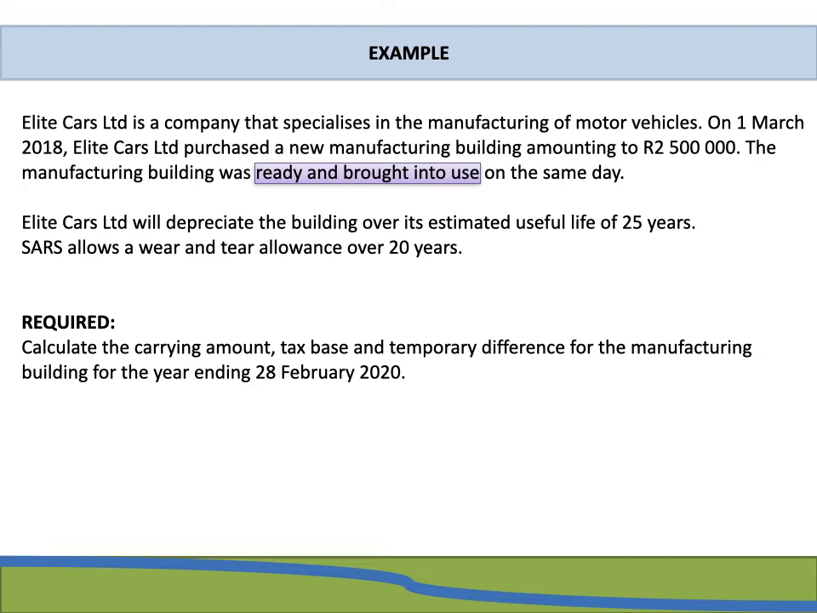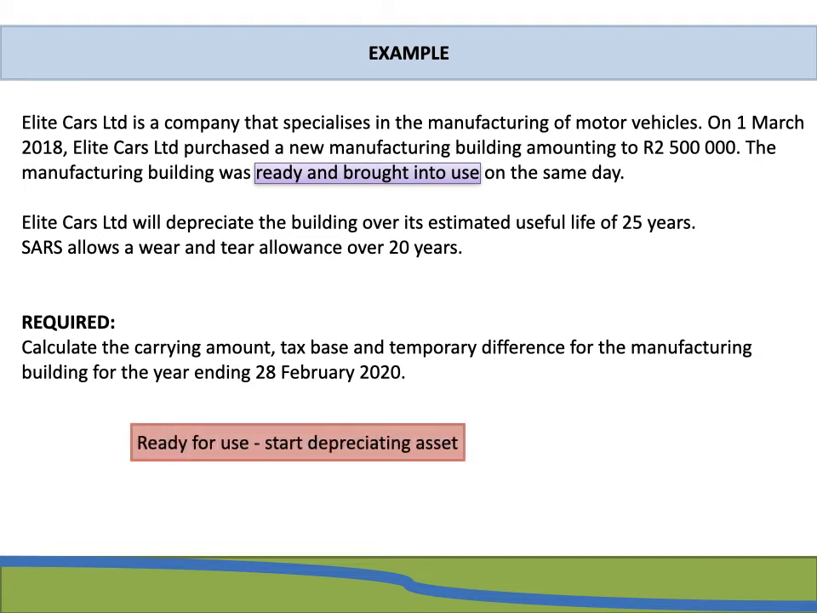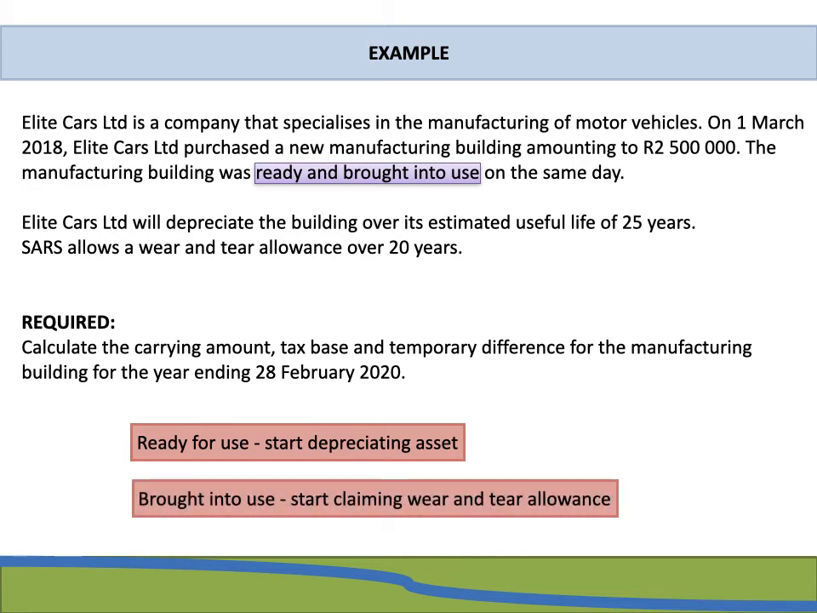For accounting purposes, when an asset is ready for use, we will start depreciating that asset. However, for tax purposes, the asset must be brought into use before we can start claiming the wear and tear allowances.